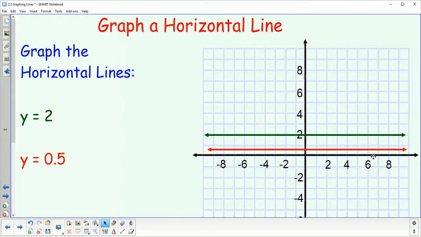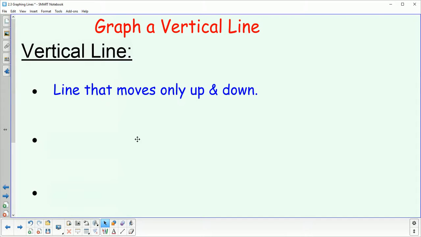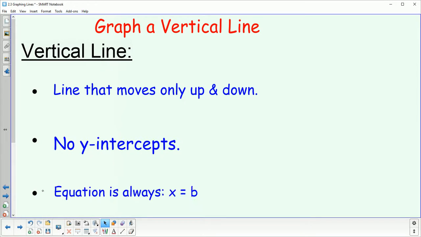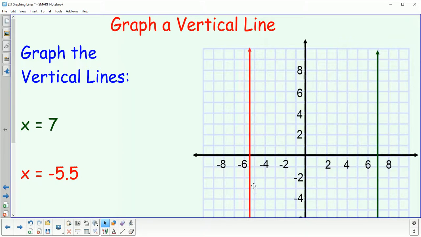A vertical line then, the opposite. Remember, the slope here is undefined. It's only going to move up and down. It's going to have no y-intercepts, it'll only have x-intercepts. And it's always going to be x equals b, where b is, again, just some number. Two examples of that: x equals 7, so we'd be going vertically through 7, and x equals -5.5, so I'm going to go in between -5 and -6, and I'm going to plot the line in red there.